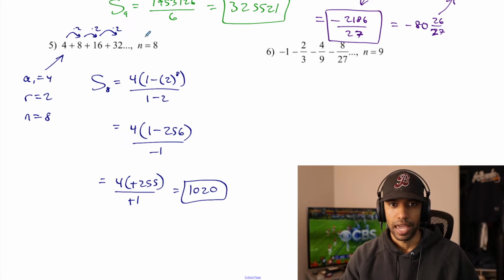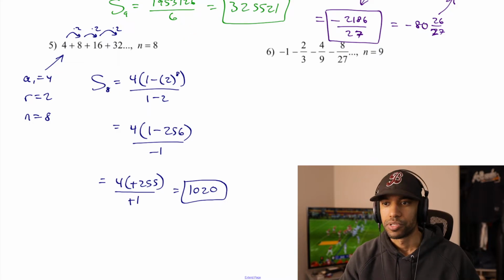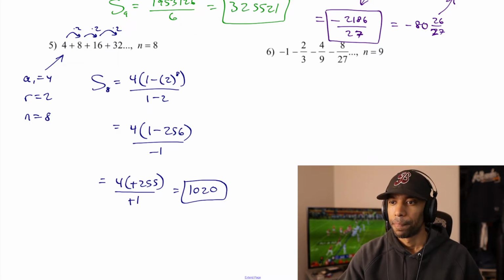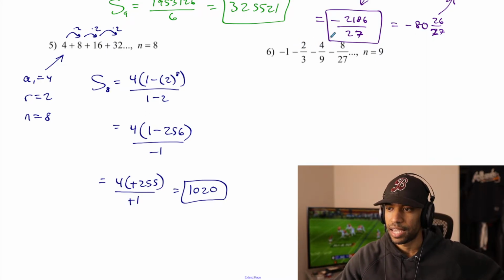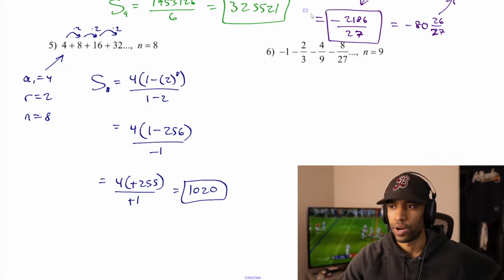Yeah, just keep doubling 4 more times to get all 8 terms if you did it practically. All right, last one for finite geometric series here, where everything's negative. Again, we still have to find that common ratio.